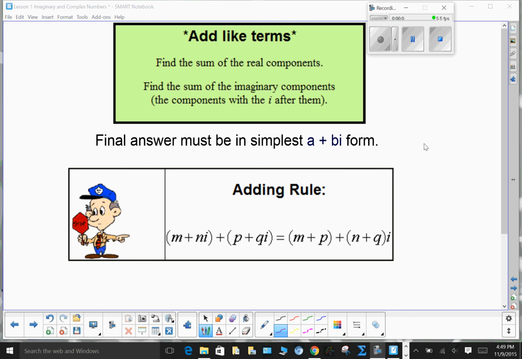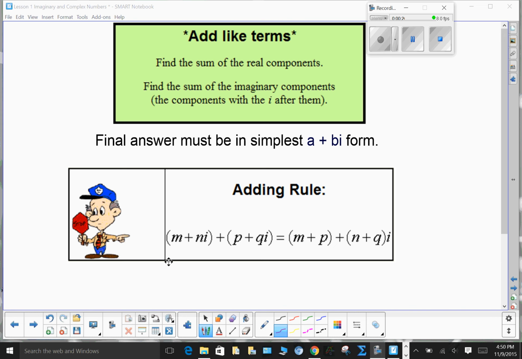Adding, subtracting, multiplying, and simplifying division. First off, to find the sum of a complex number, you simply find the sum of the real components and you find the sum of the imaginary components. Basically, you treat i as if it were a variable. Even though it's not, the value of it is the square root of -1, you simply treat it as if it's a variable in terms of how you go about adding and subtracting.